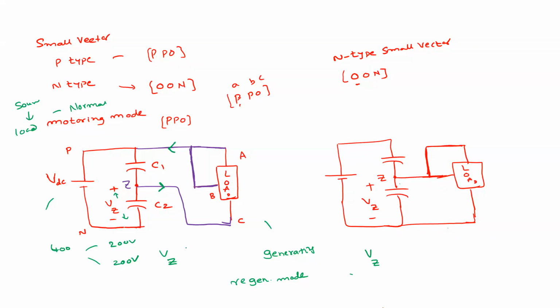So VZ is decreased, right? This capacitor C2 is feeding the load, whereas the regenerative energy is used to charge the capacitor C1, right? Similarly here, in this case, this is the case, and this will be the case. So in this case, what is VZ?